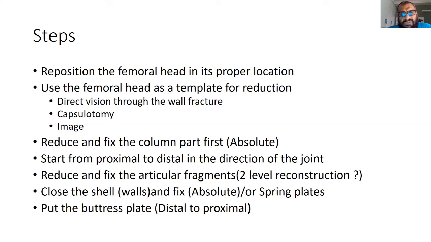Second, when you reposition the femoral head in its place, and you see if there are intra-articular fragments, you retrieve them. You use the femoral head as a template for reduction after reducing this femoral head. Either you see the articular reduction through the wall fragment, so you elevate the wall fragment and see the reduction of the main articular surface of the acetabulum, or in some cases, you may go through a capsulotomy at the side of the acetabulum, not to injure the femoral vessels.